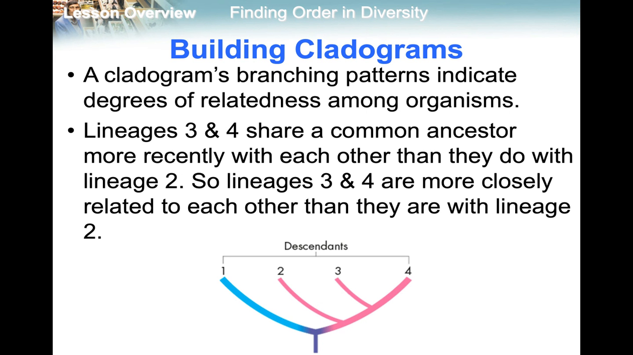So when you're looking at a cladogram, the patterns are going to indicate how closely related they are. When you're looking at 3 and 4, they share a common ancestor more recently than what you see in 2. And 3 and 4 are more closely related to each other than they are with the other lines.